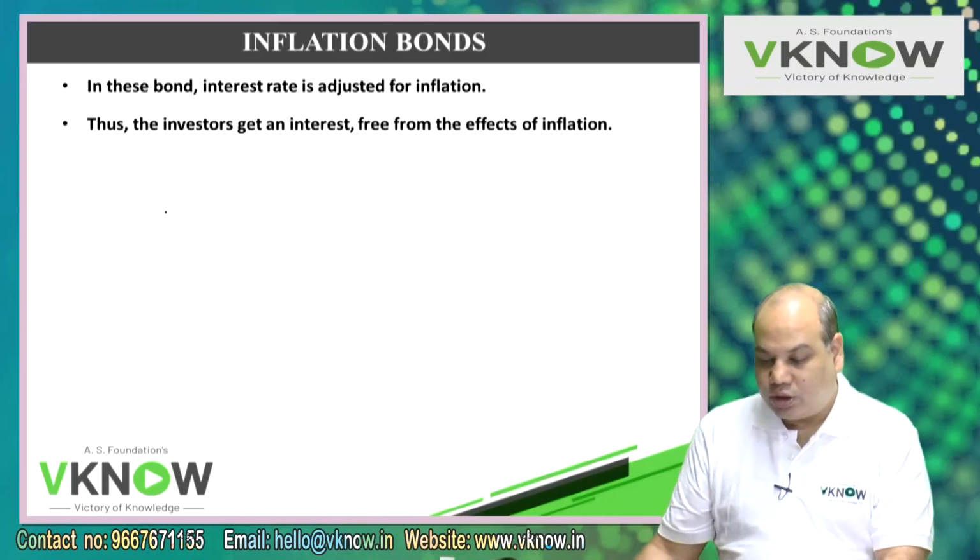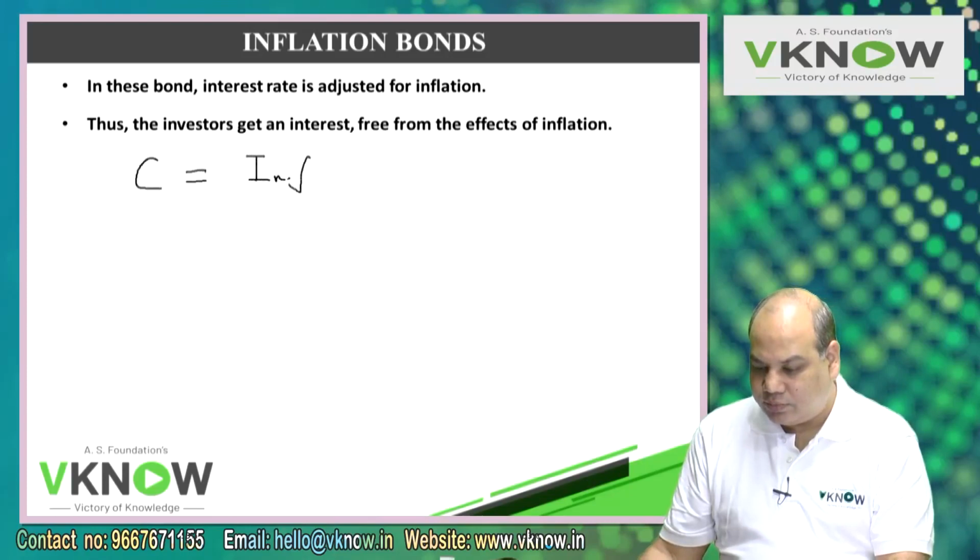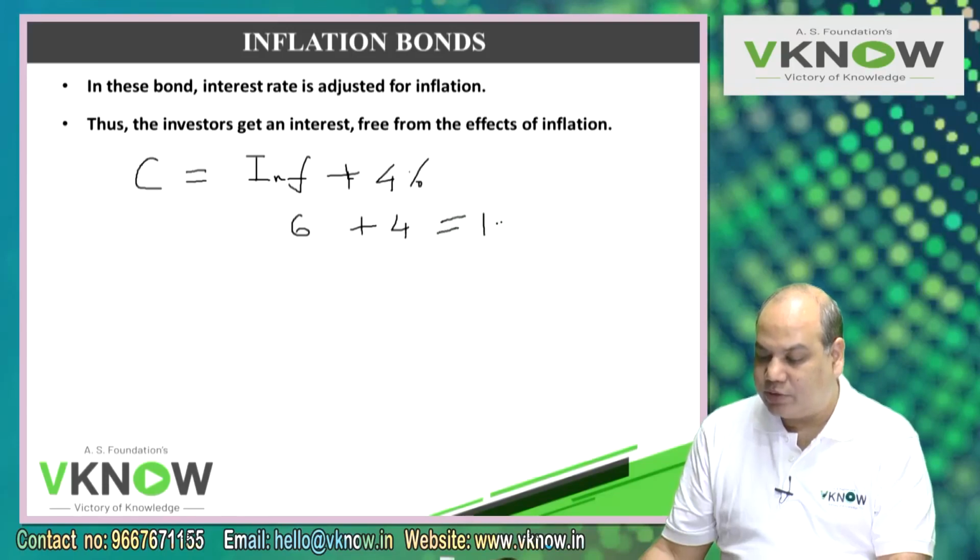So what the government or companies can do, they can come out with an inflation adjusted bond. In such a bond, the coupon will be equal to inflation rate plus some percentage, let us say 4%. Inflation plus 4%. So what is inflation plus 4%? If in a year the inflation rate is 6%, the investor will get 6 plus 4, 10%. So the benefit is that he will get something more than inflation. So that is what he is actually earning in real terms.